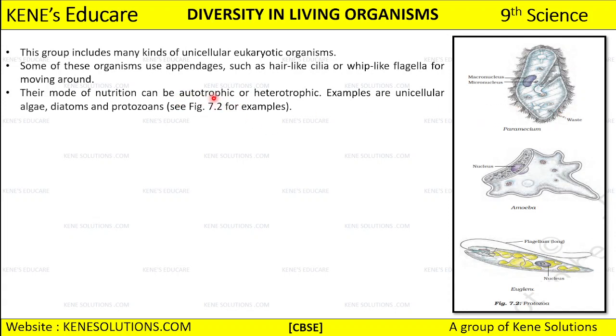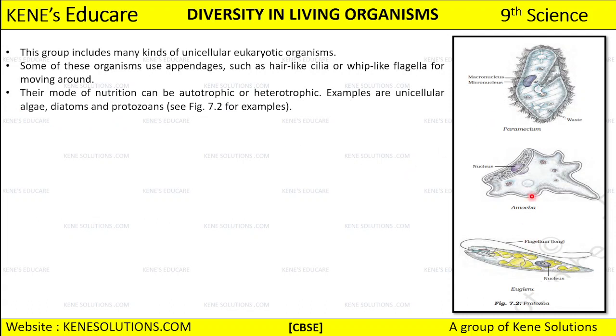Autotrophic means they make their own food. If they are making their own food, we call them autotrophic. If they are dependent on others for their food, they are called heterotrophic. Examples of this are unicellular algae, diatoms, and protozoan.